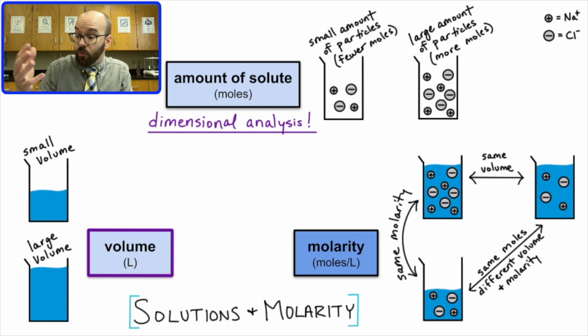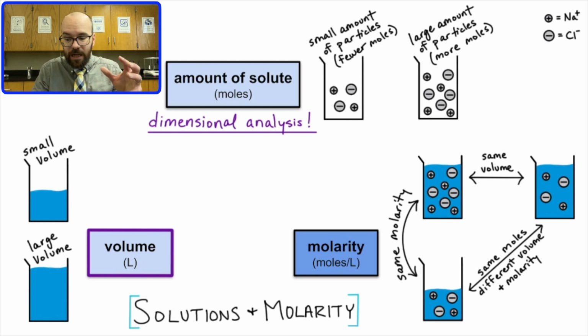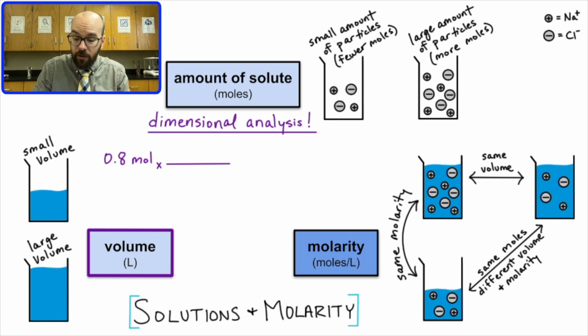Let's take a look here that we're trying to find the volume of a solution. I'm going to make up a few numbers here. Let's say that we have 0.8 moles. We know what the moles of the solution are, it's 0.8 moles, and we're trying to find the volume. The other thing we need to know then is the molarity. Let's say that we have a solution that's 2 molar.